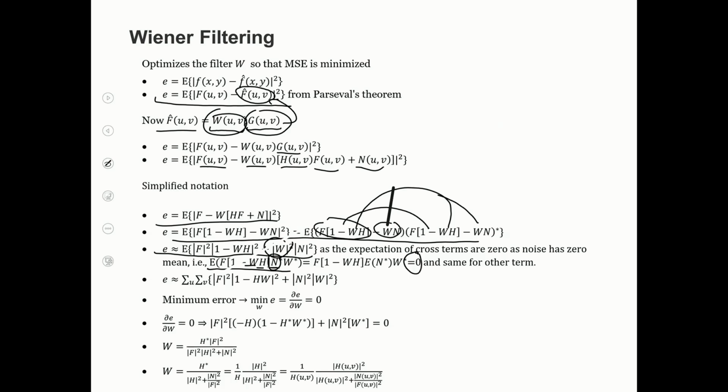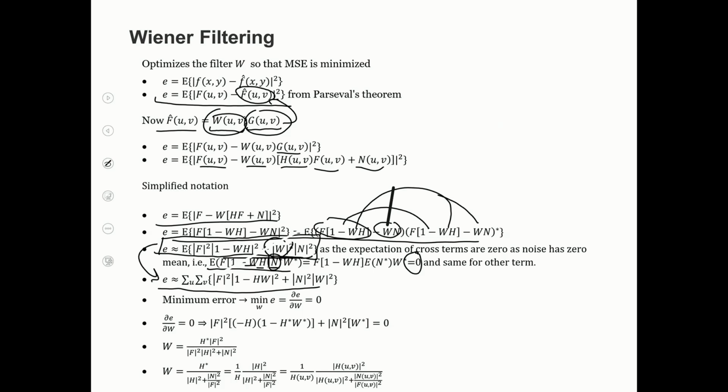Is this clear? Now we get this. The cross terms become 0, and we are just left with this one here. So now what is expectation? Mean value. I can write this as a summation over U and V of the mean value, then divide by MN. But this is a constant number, so we can ignore it because at the end we have to equate it to 0. So expectation becomes this mean value.